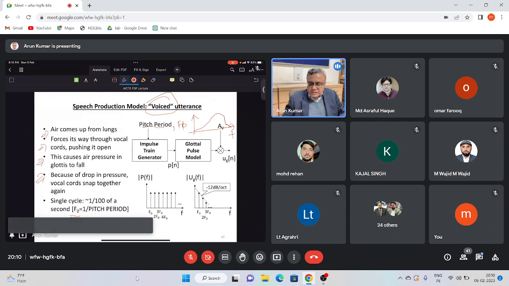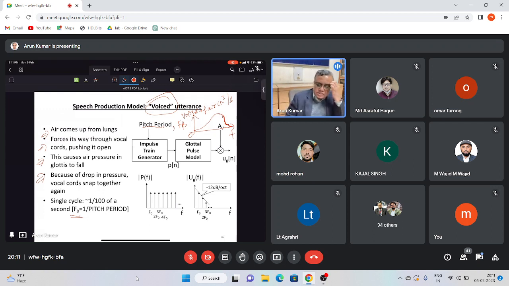Its shape is something like this, as I have drawn. This is the volume velocity of air, and its units would be something like centimeter cube per second. It increases, and then suddenly, because of the drop in pressure, the vocal folds close. So there is a sharp closure, and then again after some time it opens and closes.